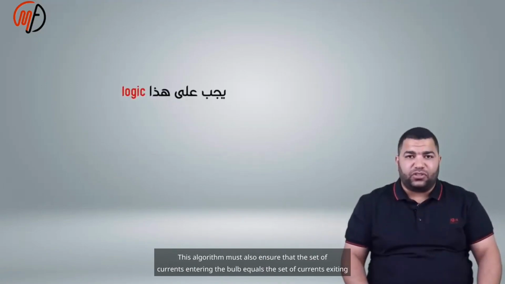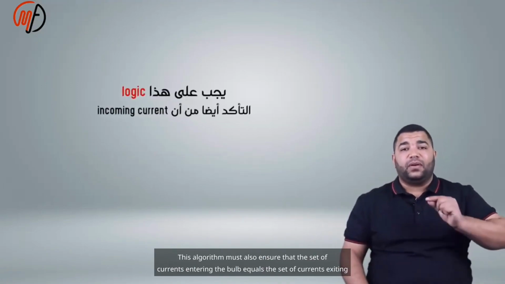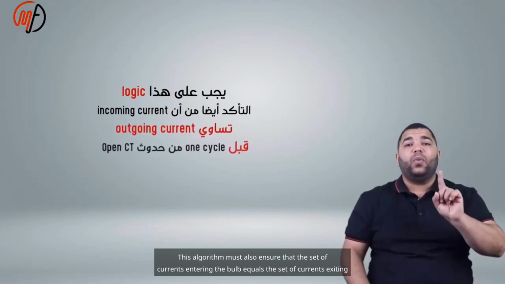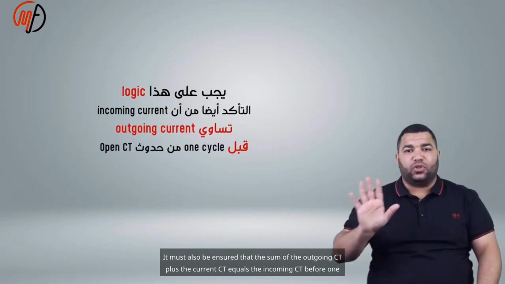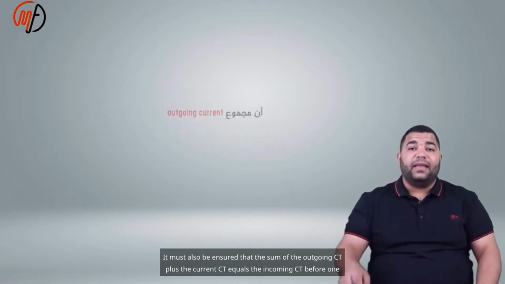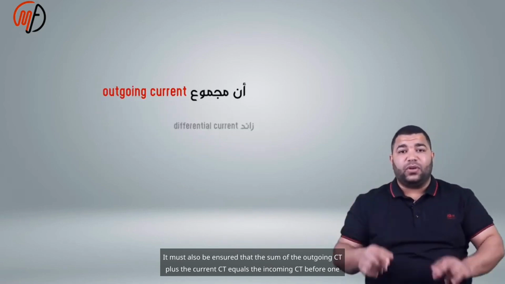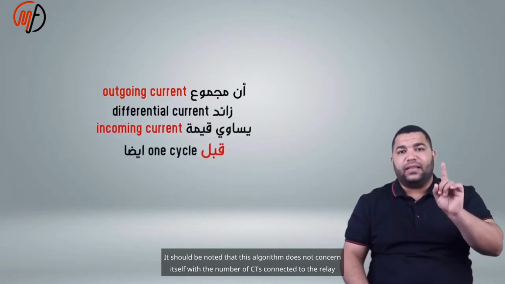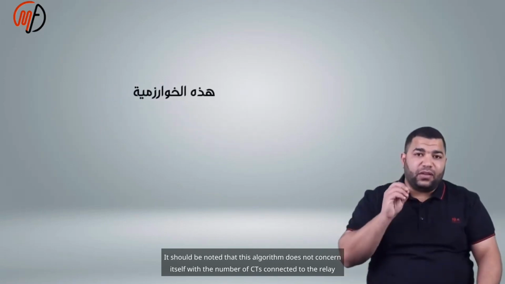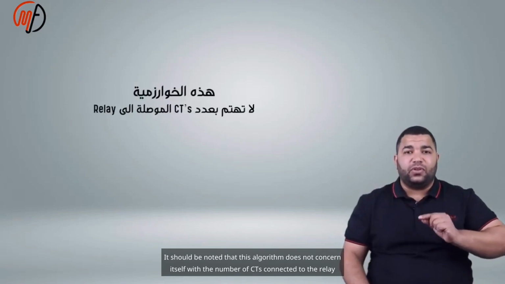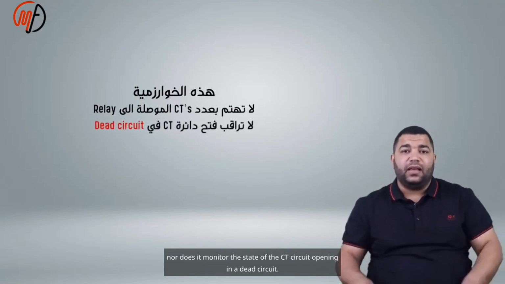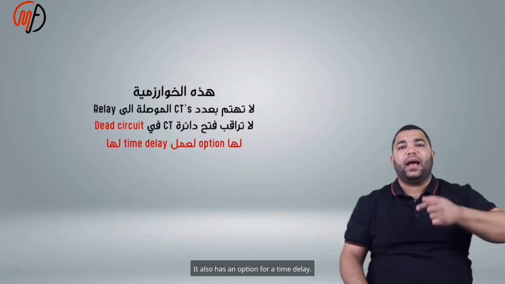This algorithm must also ensure that the sum of the currents entering the bus bar equals the sum of the currents exiting it before one cycle. It must also be ensured that the sum of the outgoing CT plus the current CT equals the incoming CT for one cycle. Note that this algorithm does not concern itself with the number of CTs connected to the relay, nor does it monitor CT circuit opening in a dead circuit. It also has an option for a time delay.